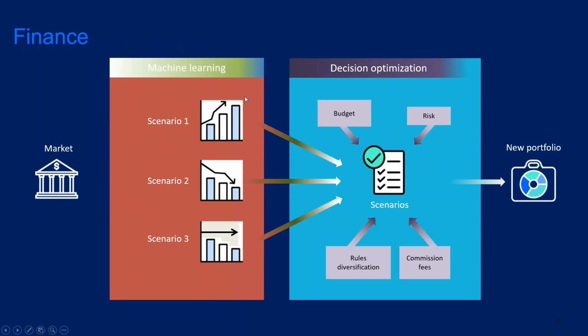So in finance, you have market behavior. You use machine learning. You have different scenarios, scenario 1, 2, and 3, and then you have budgets, you have risk, you have rules, and commission fees. You build scenarios and you build portfolios. Mostly today, most of the applications are in decision optimization. They don't use a lot of machine learning. They use predictive, like variance and risk, but not a lot of machine learning, but they're moving in that direction.